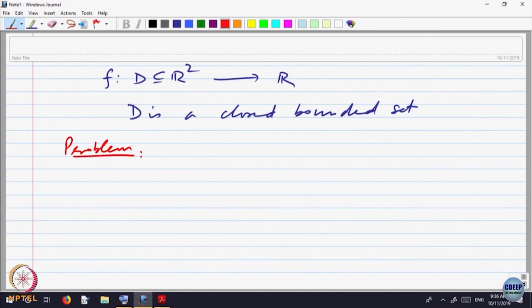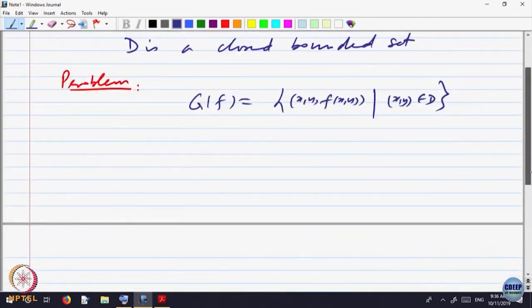So the graph of this function F is a surface. So what is that surface? So graph of F is a surface which is the set of points (x, y, F of x, y), with (x, y) belonging to the domain D. So this is a surface in R3, right? The graph of a function of two variables is a surface in R3.